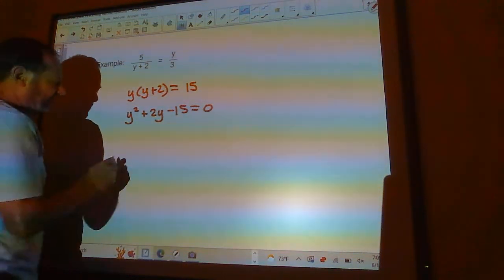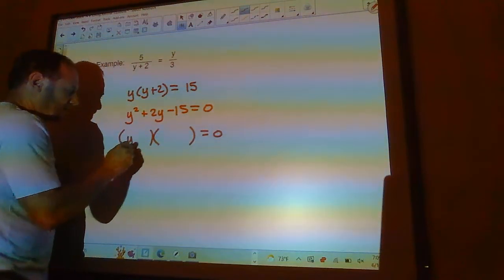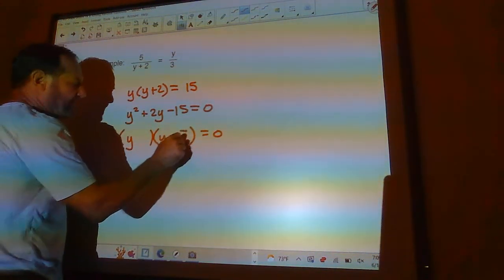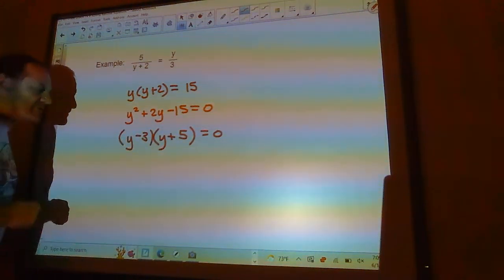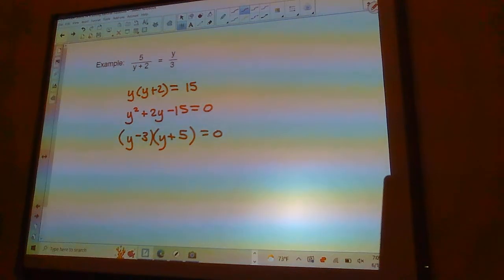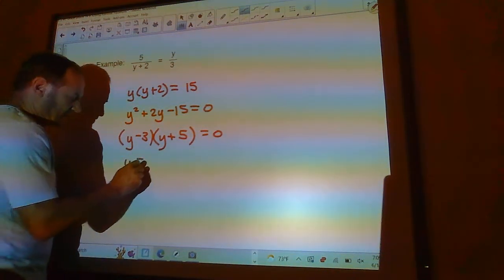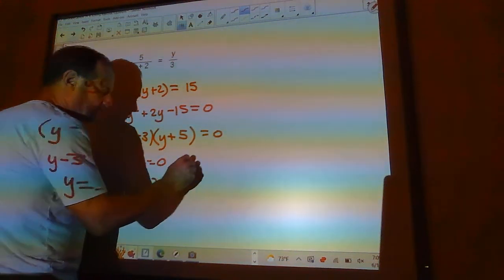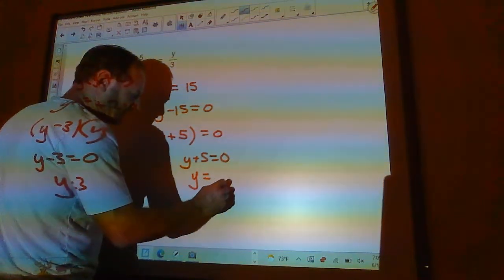Okay, now I'm going to try to solve this by factoring. So I'm going to get a y and a y. I need factors of 15 that'll make 2. How about 5 and 3? We'll make that a plus 5 and a minus 3. Okay, and then that means that y minus 3 has to equal 0, so y must be 3. And over here, y plus 5 has to equal 0, so y will equal negative 5.